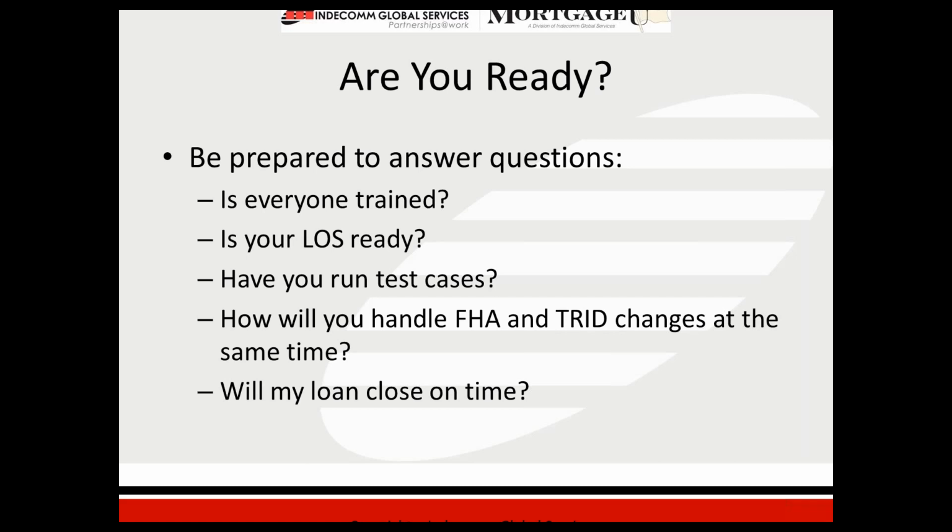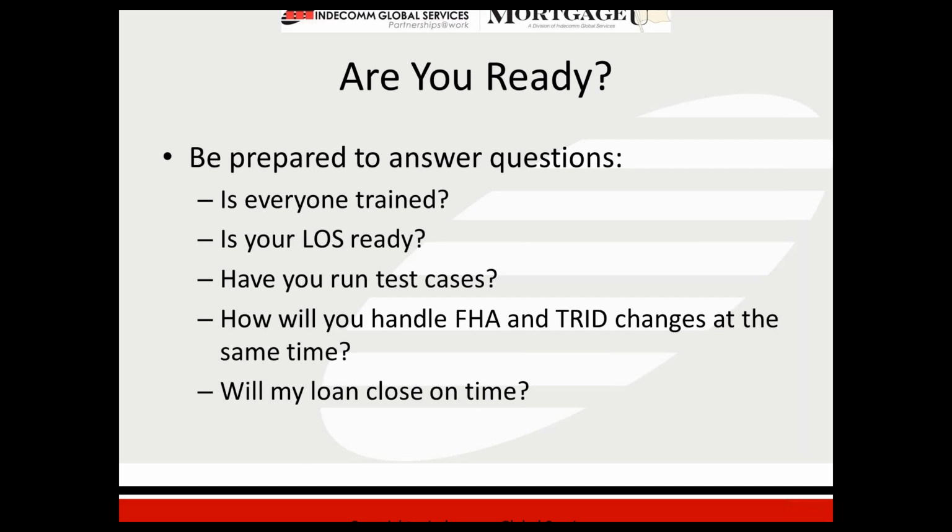How will you handle FHA and TRID changes at the same time? You could very well encounter an FHA file where the case number was ordered on, let's say, September 17th, for example, but that is still prior to the October 3rd effective date for the integrated disclosure rule. So with that transaction, you're using the new FHA guidelines, but you're still utilizing the RESPA good faith estimate and HUD-1 settlement statement requirements.